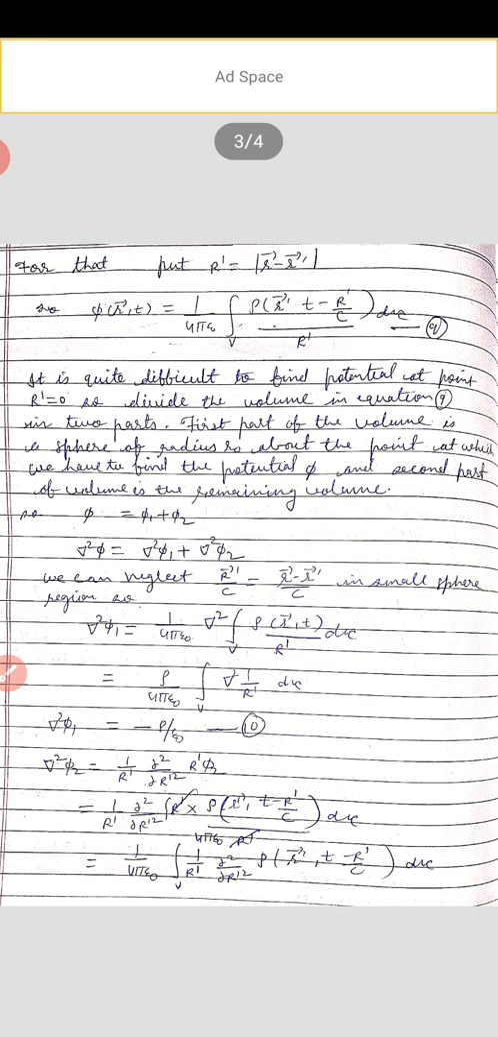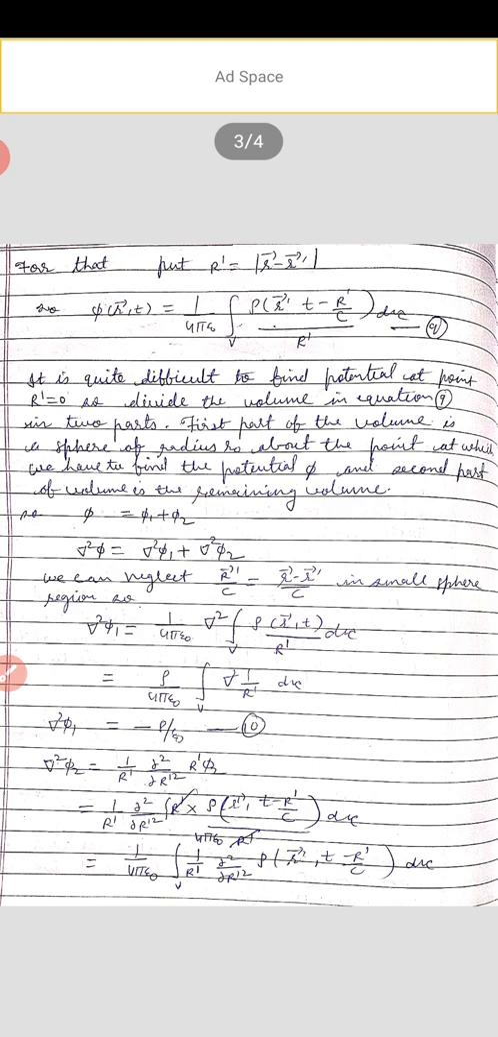So we divide the volume in equation 9 into two parts. The first part of the volume is a sphere of radius r₀ about the point at which we have to find the potential φ, and the second part of the volume is the remaining volume. Let φ = φ₁ + φ₂.